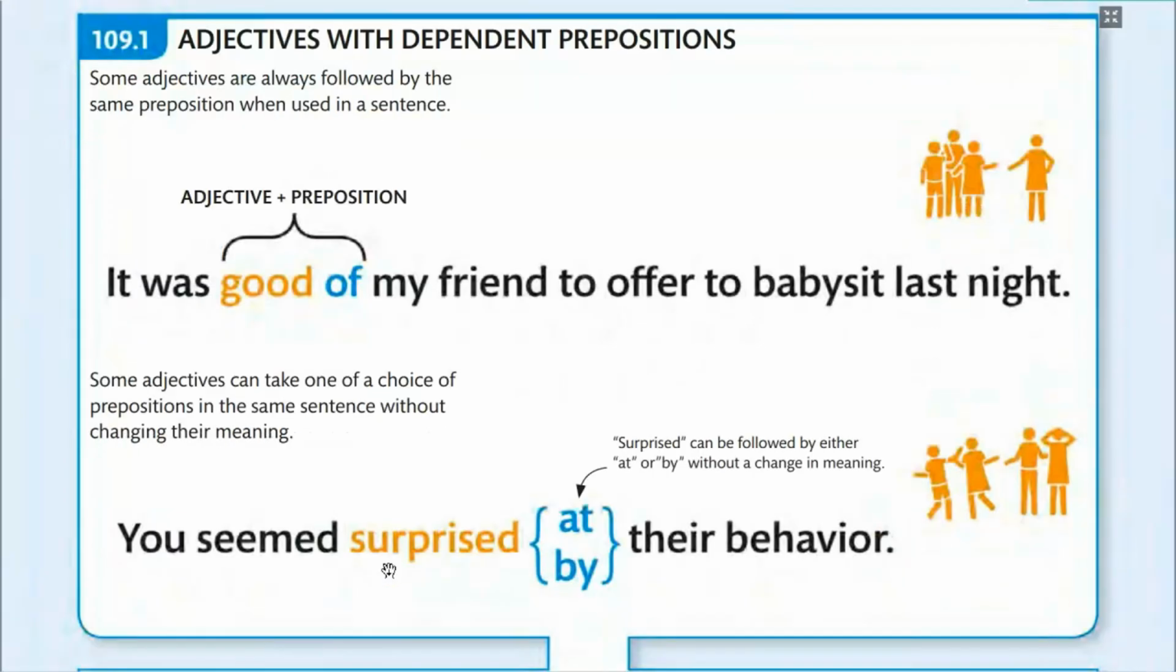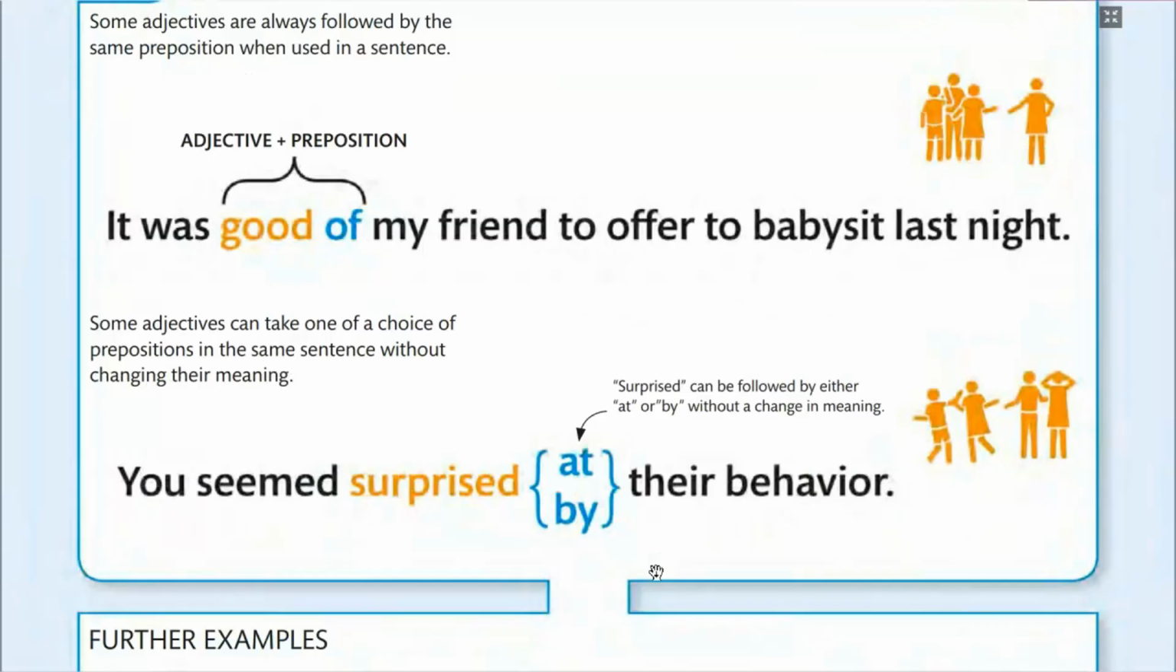their meaning. For example, you seem surprised at their behavior. You seem surprised by their behavior. So at least you can have surprised at, surprised by. It is still the same meaning.